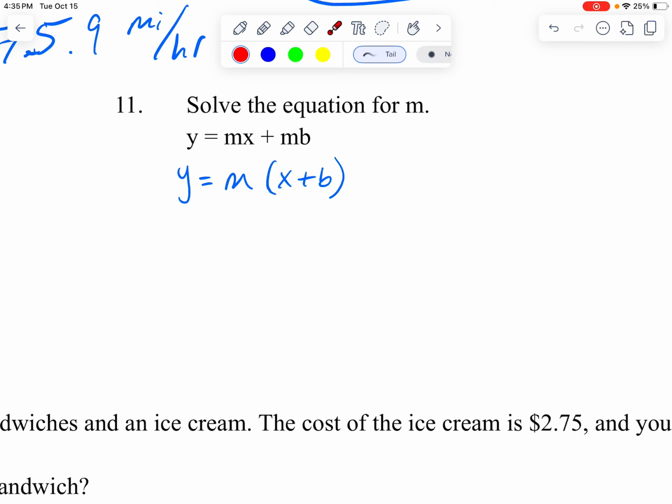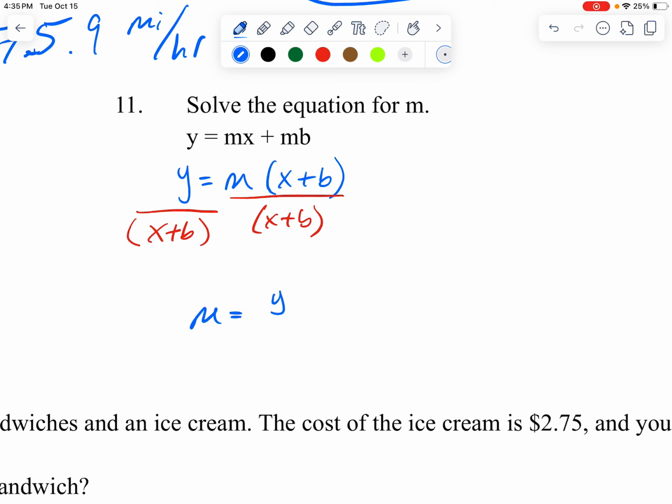And now, this is just a one-step equation. Since I've just got multiplication, I'm just going to undo that by dividing. Divide by x plus b. And that's it. M is going to be equal to y over x plus b.